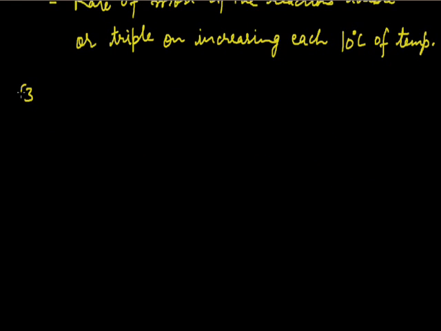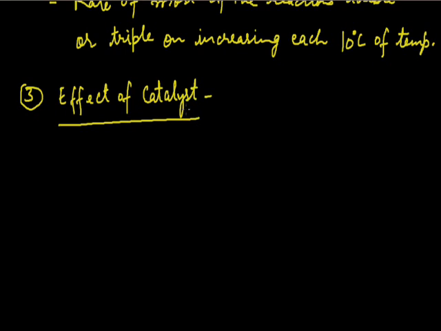The third effect on rate of reaction is effect of catalyst. A catalyst is a foreign substance which is added to a reaction mixture to change the rate of chemical reaction, either increases or decreases the rate of reaction without itself undergoing any change. A catalyst is recovered unchanged in mass and composition at the end of the reaction.